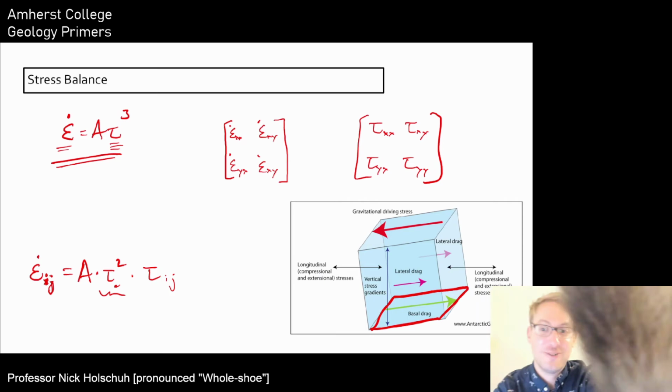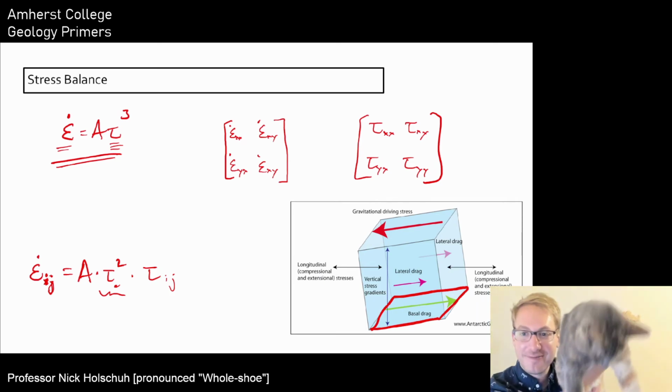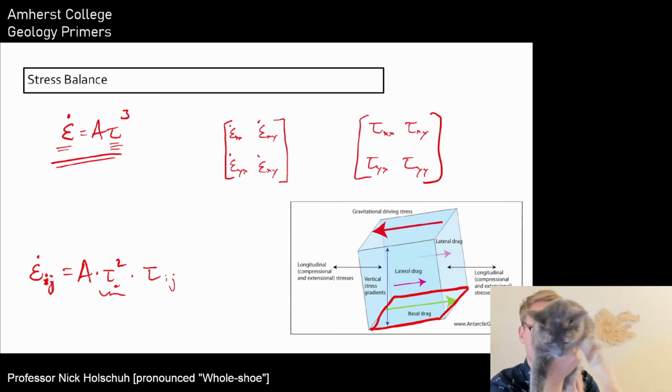My cat really wants to talk about ice flow. Here's Cinder. Hi Cinder, look at the camera. I'm going to put her away while we talk about ice flow.